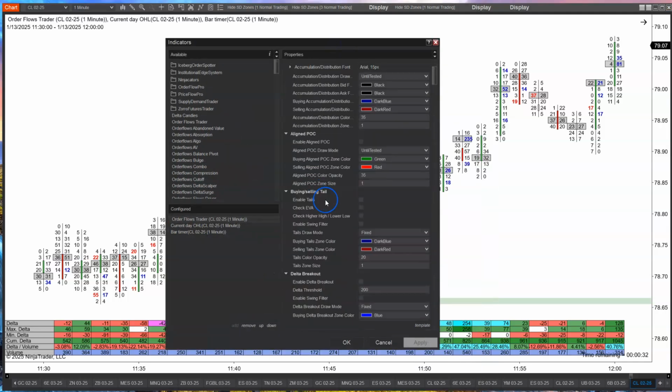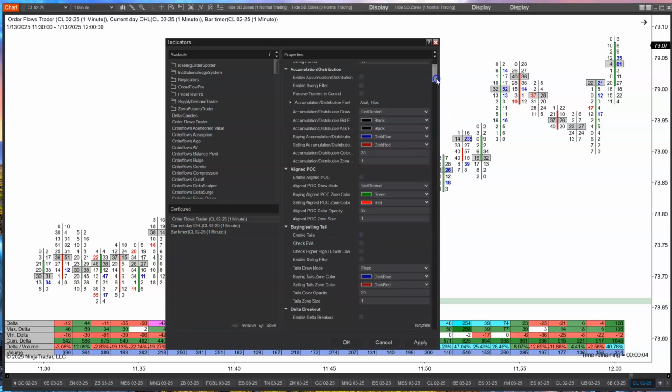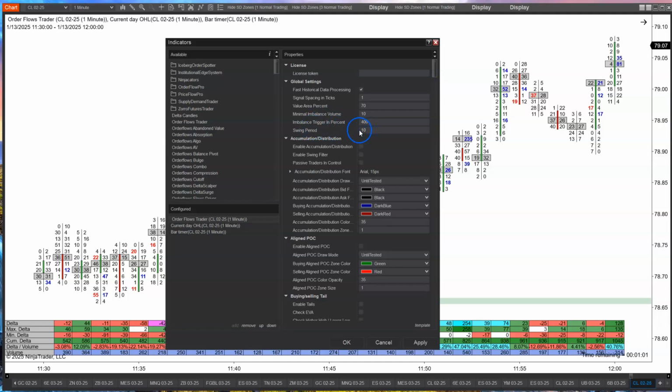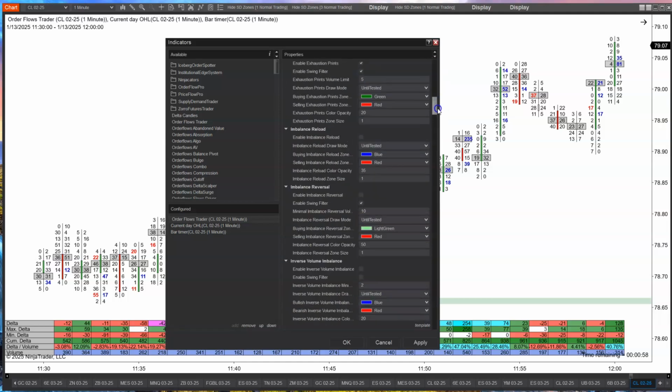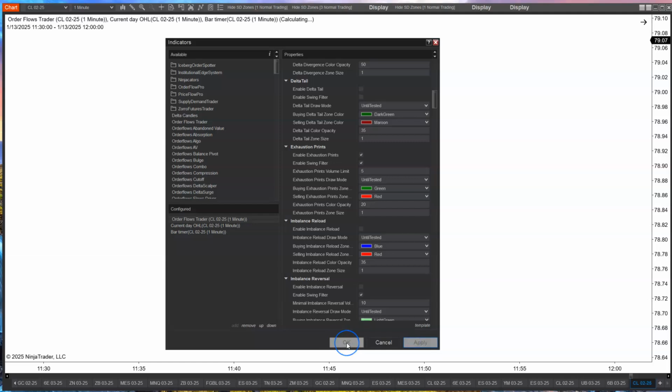Now in the Orderflows Trader, you go under delta divergence. Now there's 2 settings. If you just want to see the delta divergence coming in at the high of the day or the low of the day, you would just keep the only daily high or daily low enabled. But what I'm trying to do is find swing highs or swing lows that have both a delta divergence as well as an exhaustion print. So I'm going to enable the swing filter here. Now this swing filter is linked up to this swing period up here of 10, which is the same period that I'm using on my exhaustion print. Then I'm going to click apply.